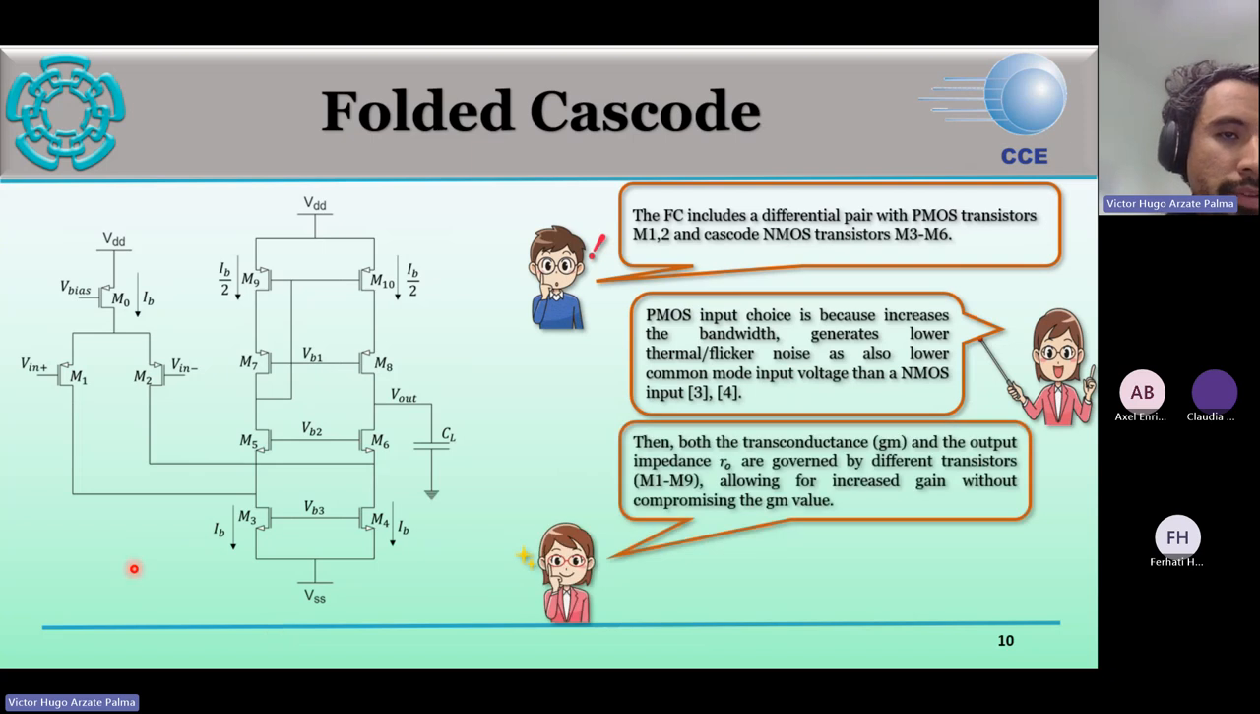So we have the folded cascode. It's very simple; this is a common folded cascode. It includes a differential pair with PMOS transistors and cascode NMOS transistors, M3 to M6. The PMOS input is chosen because it increases the bandwidth, generates lower thermal and flicker noise, and also a lower common-mode input voltage than an NMOS input. Both the transconductance and the output impedance of the amplifier are governed by the input transistors, so this can increase the gain and other parameters.